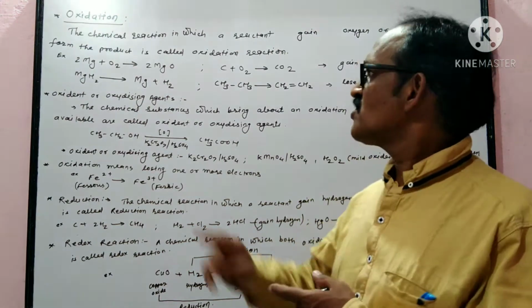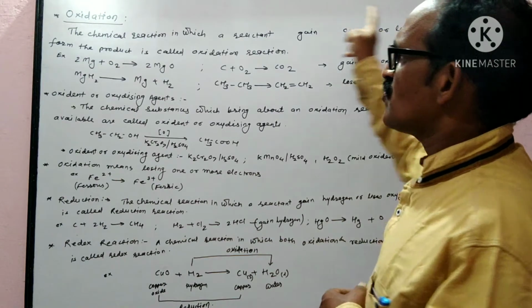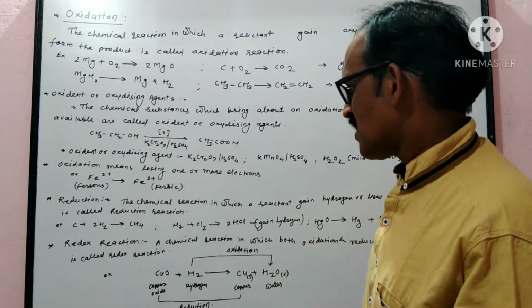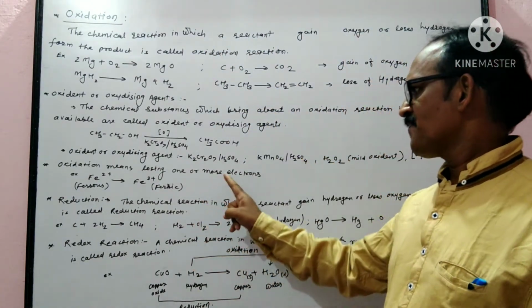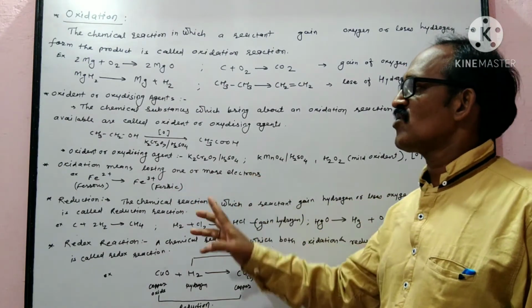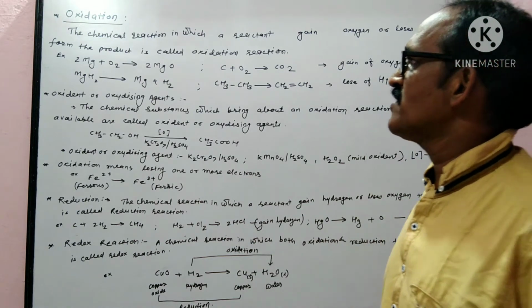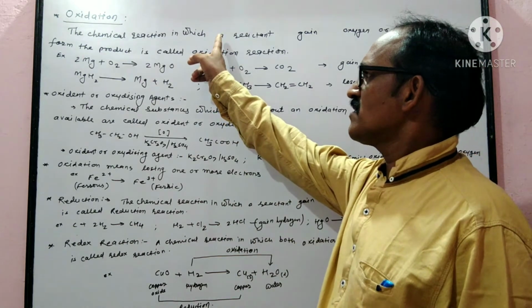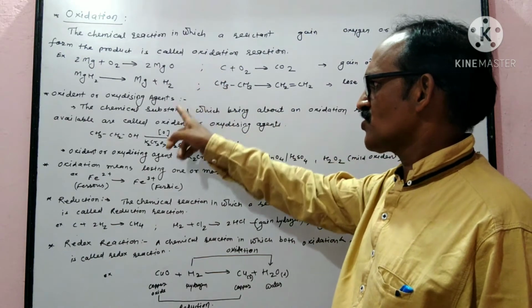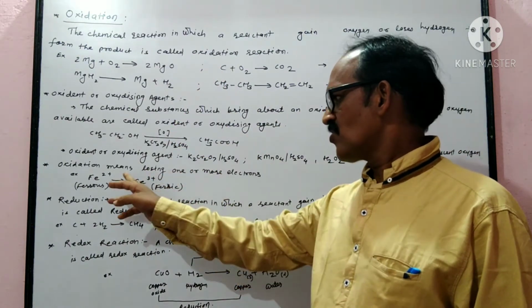Oxidation means gain of oxygen or loss of hydrogen to form the product, or secondly you can say it is the losing of one or more electrons. That is called oxidation. So you must remember all these things: what the oxidation reaction is, its example, what an oxidizing agent means, and the second definition of oxidation.